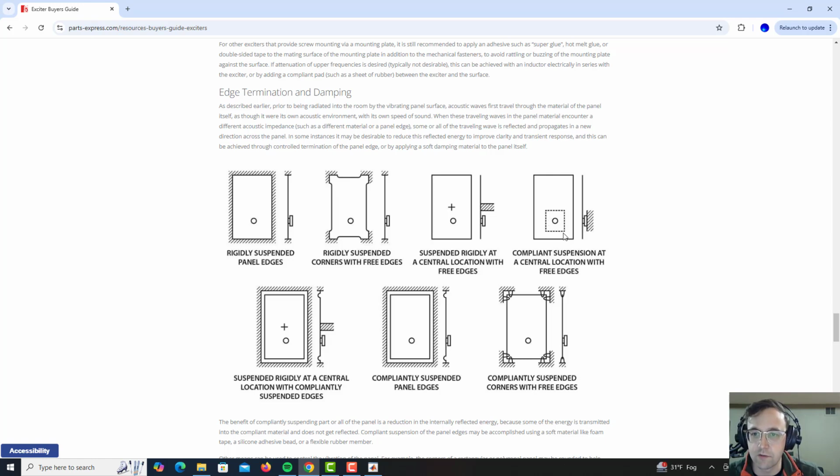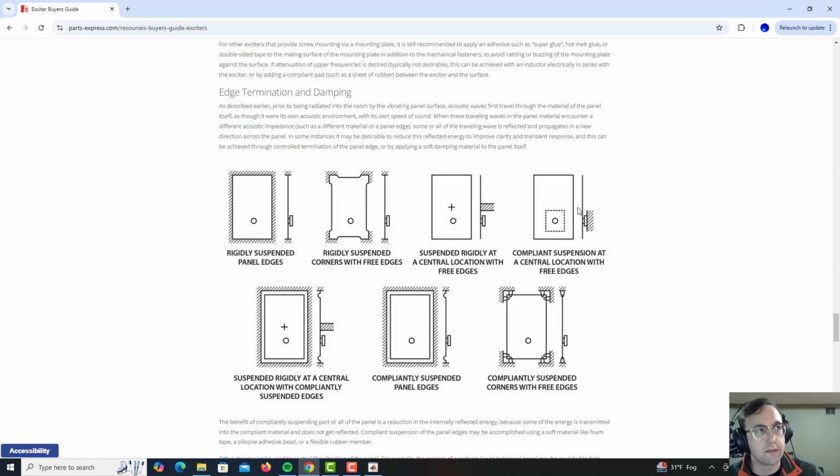Compliant suspension at a central location with free edges. What it looks to me is like they have the exciter here and then something here. I'm not sure what that is. But then in this part of the diagram, it looks like the back of the exciter is attached to something. So I can do either one of those, and I might separate those out into 2 different ones in the future. I haven't programmed it in yet. But I can either have the exciter free and then some sort of compliant, springy attachment around the exciter attached to something, or I can have the back of the exciter attached to a heavy support.